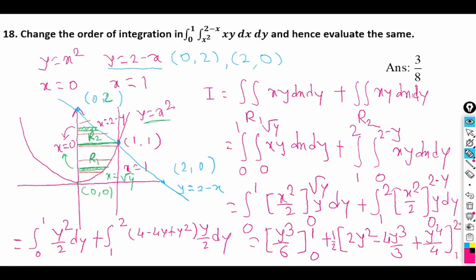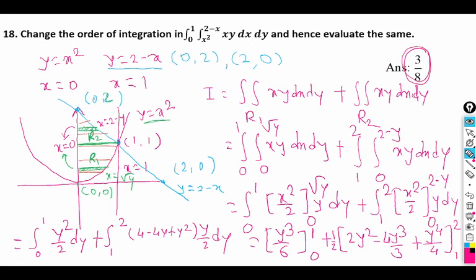Only a small thing is left. You have to replace the upper limit y by 1, so it is 1 by 6 plus 1 by 2 times, and now here replace y by 2, that gives 8 minus 32 by 3 plus 32 by 4. That is the upper limit. For the lower limit, you replace y by 1 and simplify. You should get the answer as 3 by 8. Okay, 3 by 8 is the final answer.